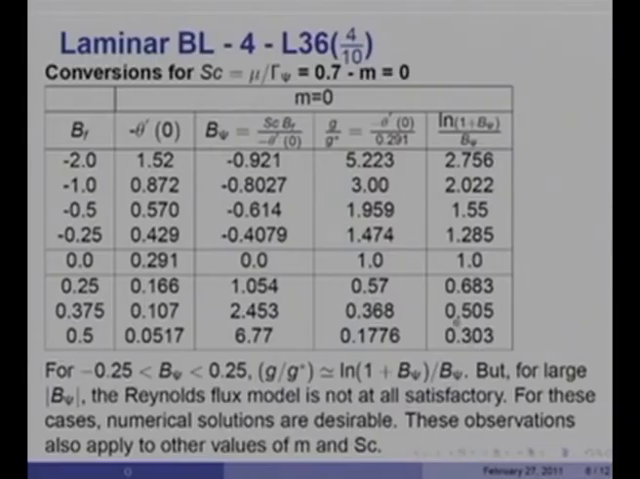So, we can tentatively conclude that for minus 0.25 B psi, G over G star is approximately equal to ln 1 plus B psi by B psi. But for large mass transfer rates, that is for large driving forces, the Reynolds flux model is not at all satisfactory, and for these cases, numerical solutions are desirable. These observations also apply to other values of m and Sc.